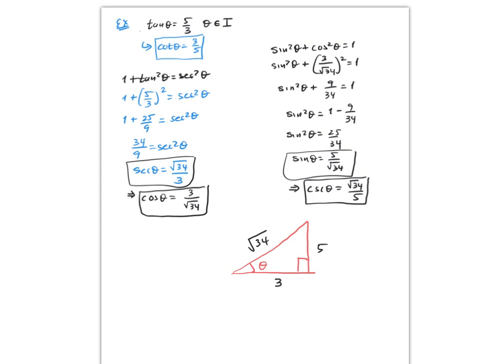So notice that sine is the opposite over the hypotenuse, which is this. Cosine is this over this. And you can see it's much faster to just use a triangle to check your answers. Okay, so use the triangle to check. And that's it.